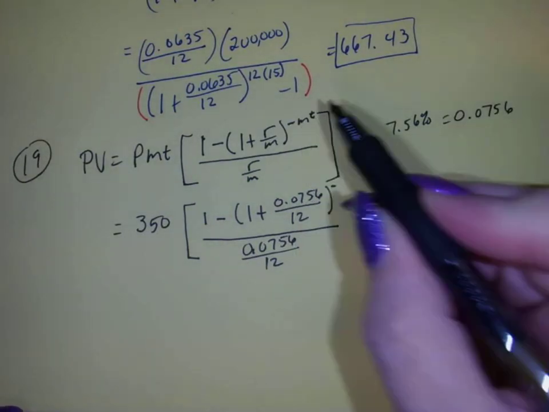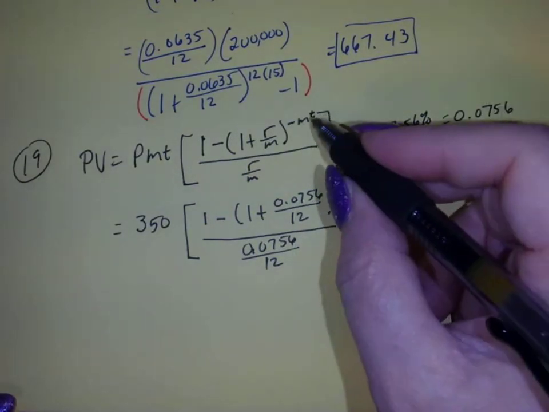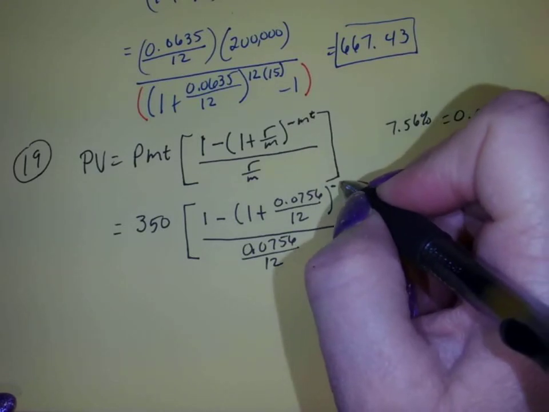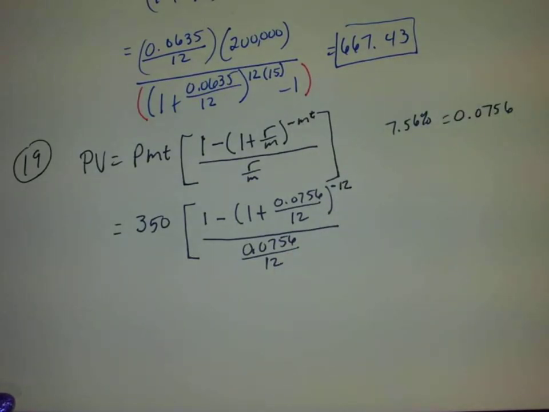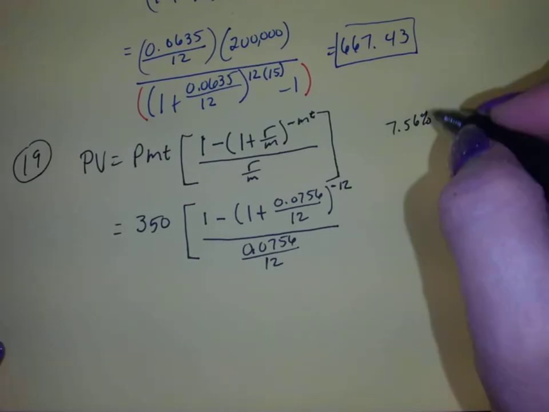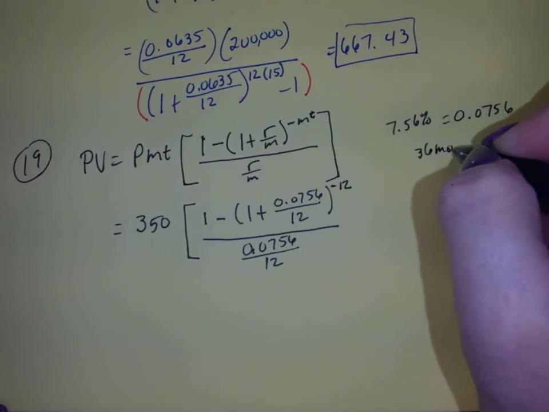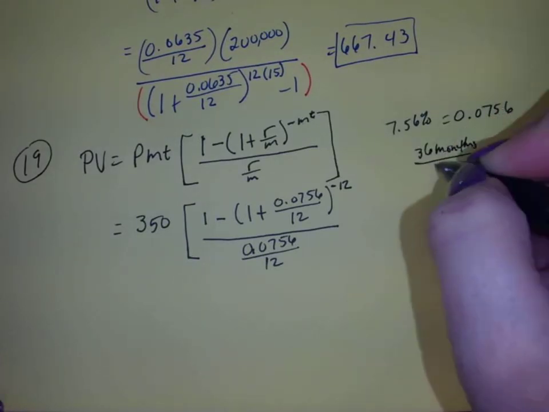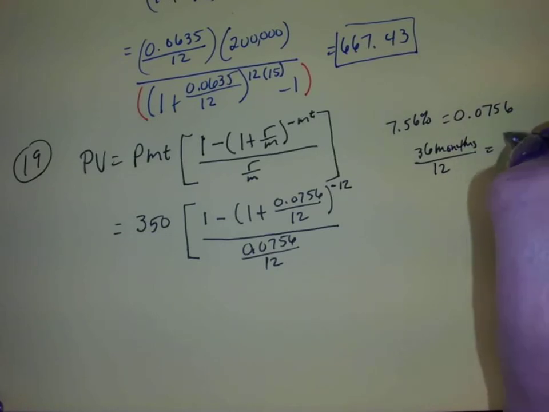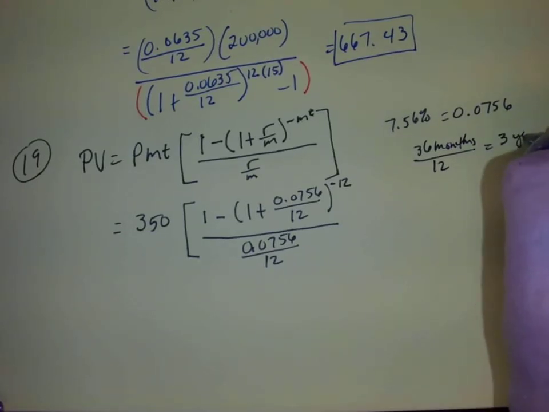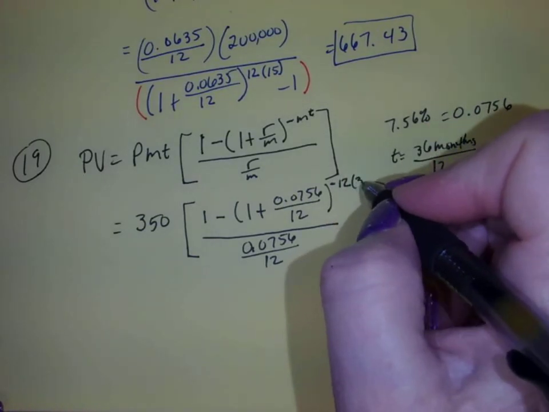All right, so M and T. So our M is our monthly, which will be 12, and the T is time. Now, it has to be in years. So we were given 36 months. If we divide that by 12, we will get 3 years. So our T will be equal to 3.